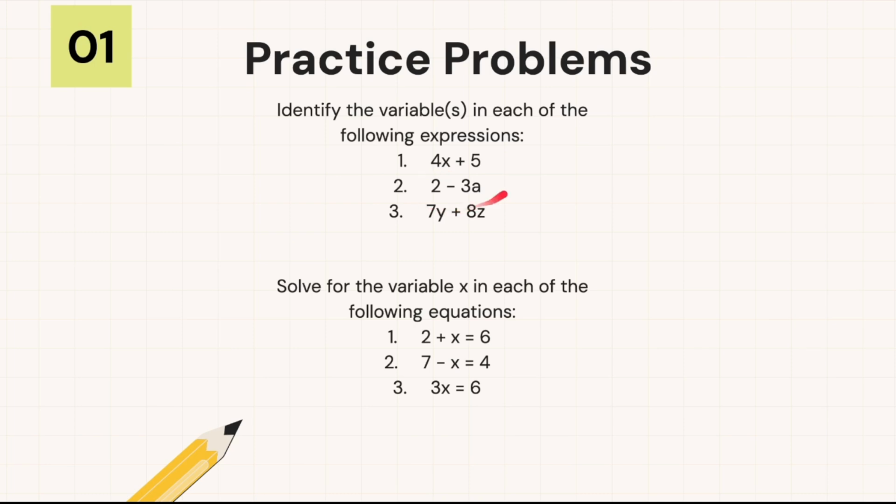Same goes for 2 minus 3a, our variable is a. And then in 7y plus 8z, our variables are y and z. Keep in mind that y and z do not have the same value, as they are represented by two different symbols. So now we are going to learn how to solve for the variable in each of the following equations.